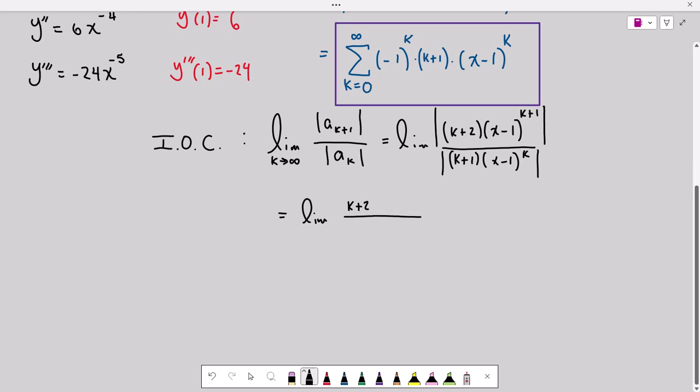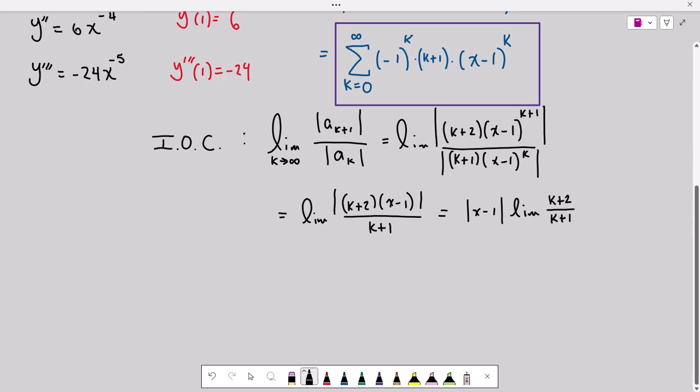Let's do the numerator. We'll go one more step with the absolute values. The denominator is just k plus 1. Definitely don't need absolute value bars there. There is no k in this x minus 1 factor, so it can come out to the front. Absolute x minus 1 to the front. And then we have the limit of k plus 2 over k plus 1.